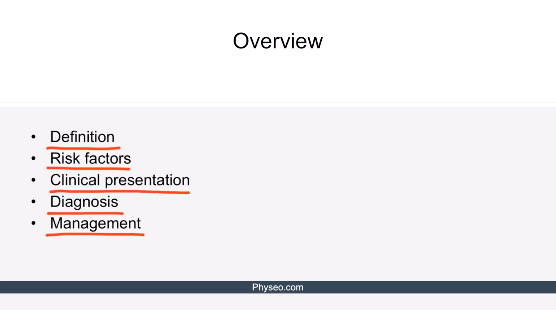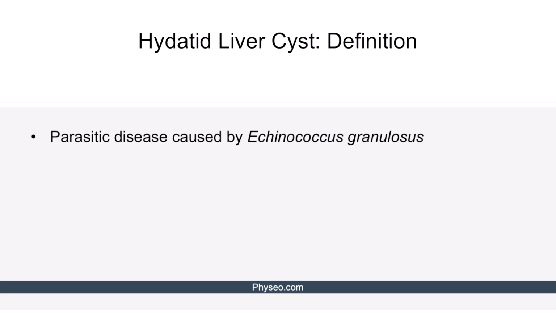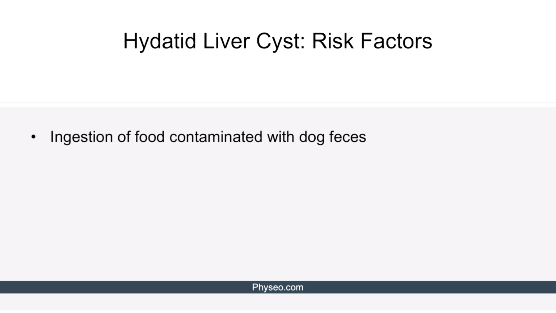Let's start with Hydatid liver cysts. Hydatid liver cysts occur secondary to infection with the parasite Echinococcus granulosus. The major risk factor for Echinococcus granulosus infection is ingestion of food contaminated with dog feces.